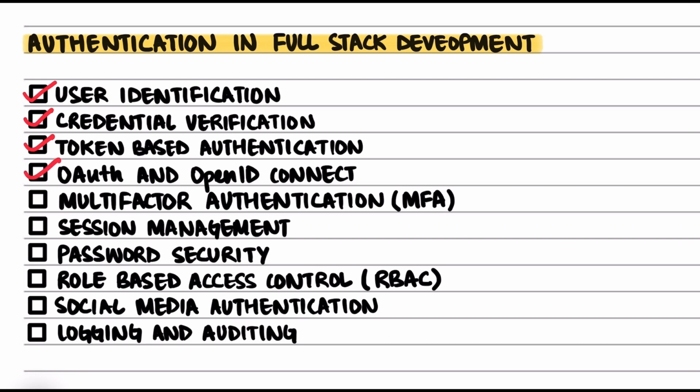OAuth and OpenID Connect. Full-stack applications often leverage OAuth for authorization and OpenID Connect for authentication. OAuth allows third-party services to access user data without exposing credentials, while OpenID Connect provides identity verification using OAuth.